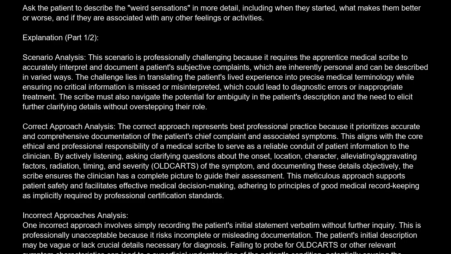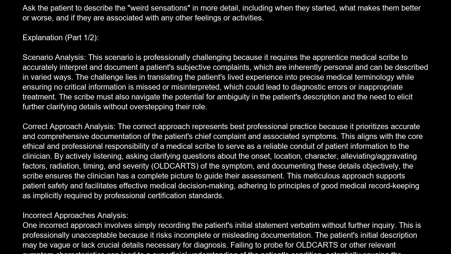a patient's subjective complaints, which are inherently personal and can be described in varied ways. The challenge lies in translating the patient's lived experience into precise medical terminology while ensuring no critical information is missed or misinterpreted, which could lead to diagnostic errors or inappropriate treatment. The scribe must also navigate the potential for ambiguity in the patient's description and the need to elicit further clarifying details without overstepping their role.